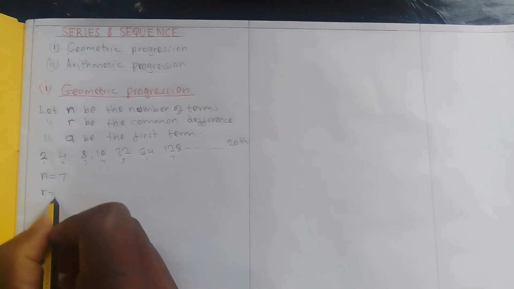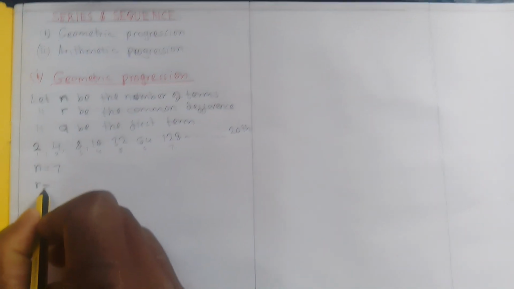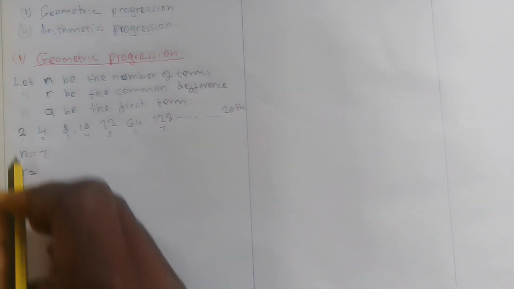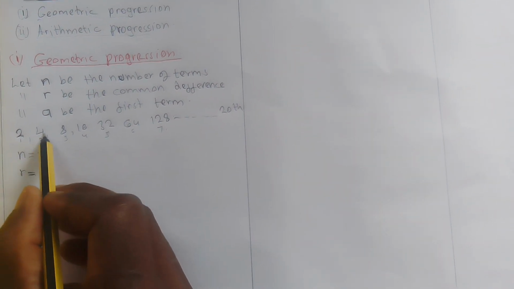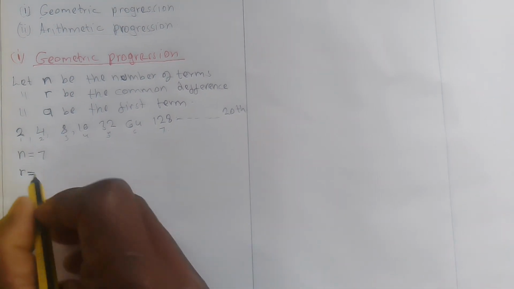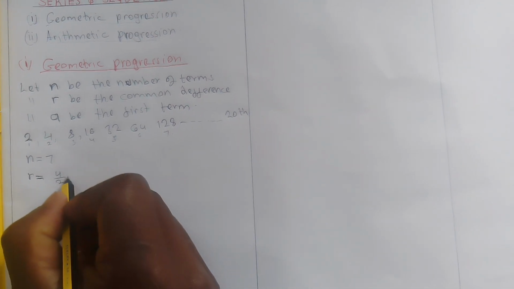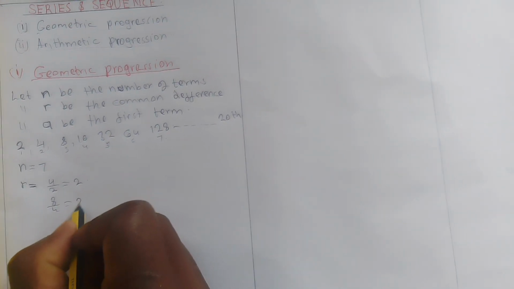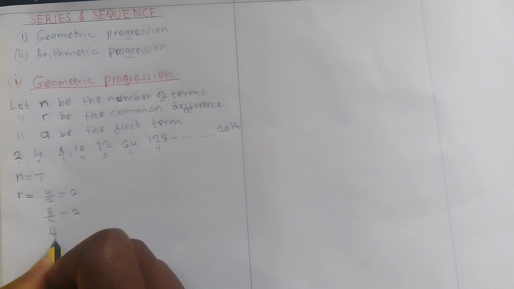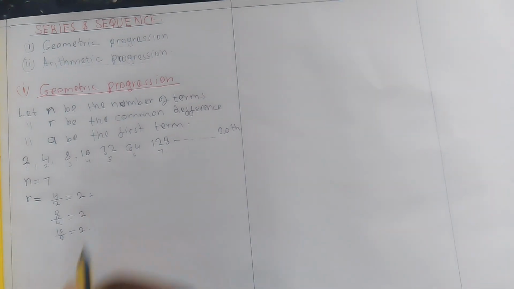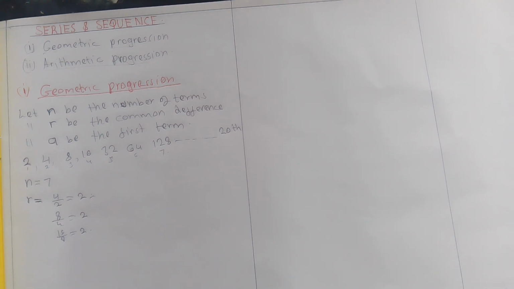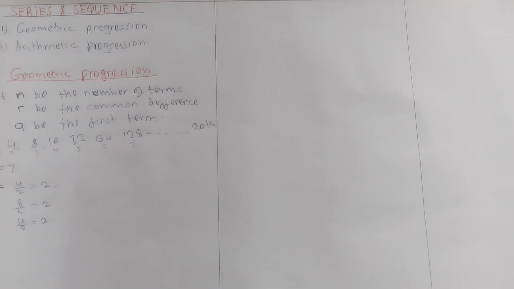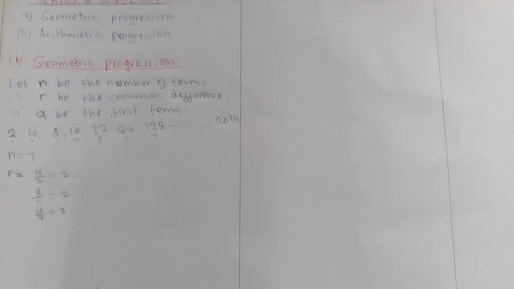r is the common ratio. And how can you get the common ratio? It is the second term divided by the first term. So let's try. 4 divided by 2 is equal to 2. Then 8 divided by 4 is equal to 2. Then 16 divided by 8 is equal to 2. So 2 is our common ratio. It's the second term divided by the first term. The quotient is the common ratio.